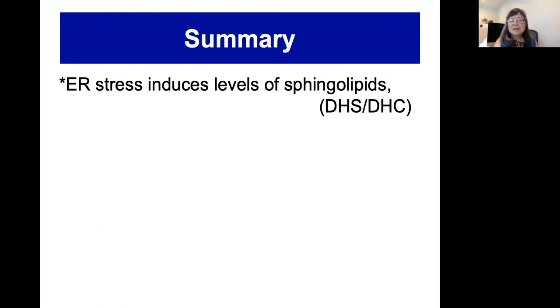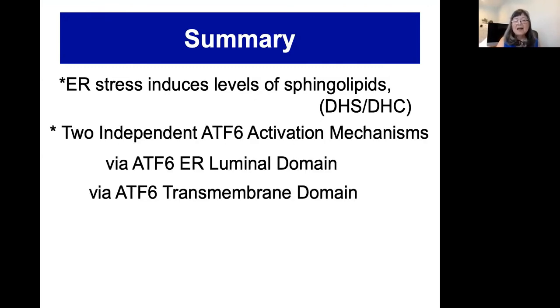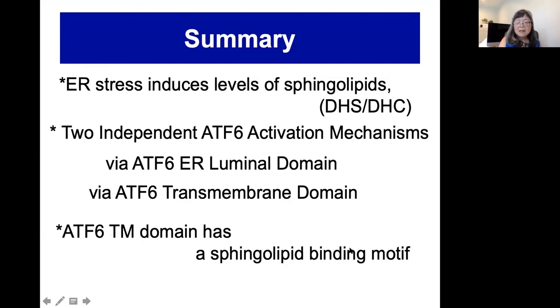Just to quickly summarize what I said today. ER stress induces those sphingolipids, DHS and DHC. And ATF6, one of the UPR initiators, can be activated through its transmembrane domain. And in the transmembrane domain, there is a sphingolipid, DHS and DHC, binding motif.